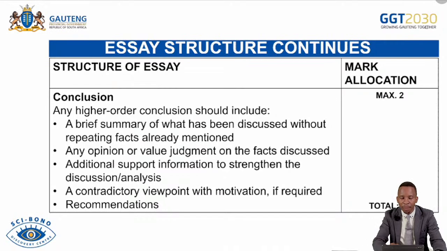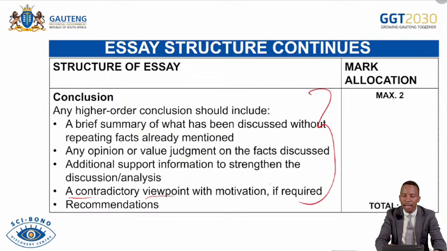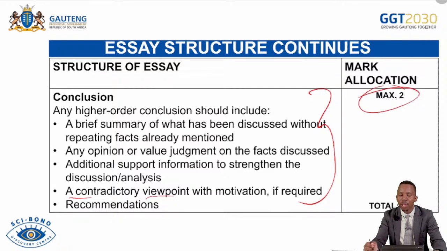Additional supporting information to strengthen the discussion or analysis. A contradictory viewpoint with motivation, if required, and recommendations. Always try to be critical, try to be authentic as you answer here in the conclusion. Do not repeat information that has been mentioned in the body or introduction of your essay. That will give you a maximum of 2 marks, which will give you all in all 40 marks for your essay.